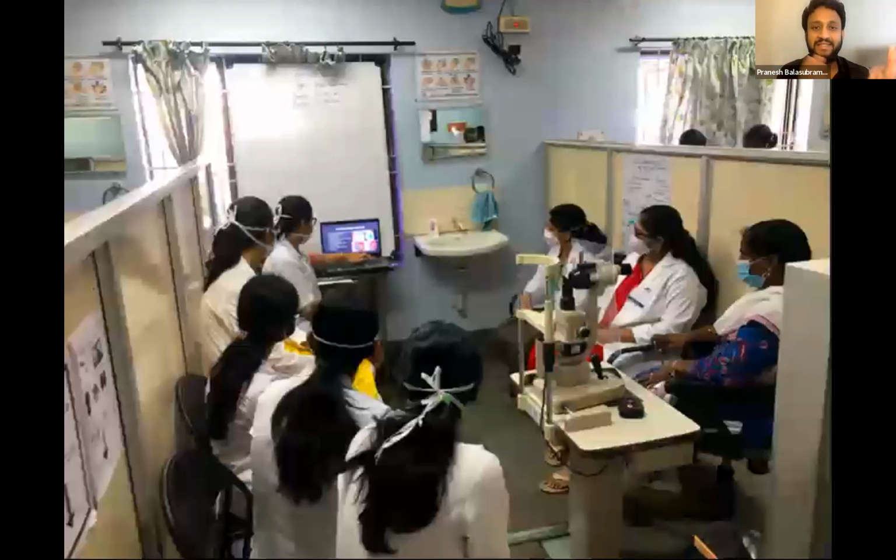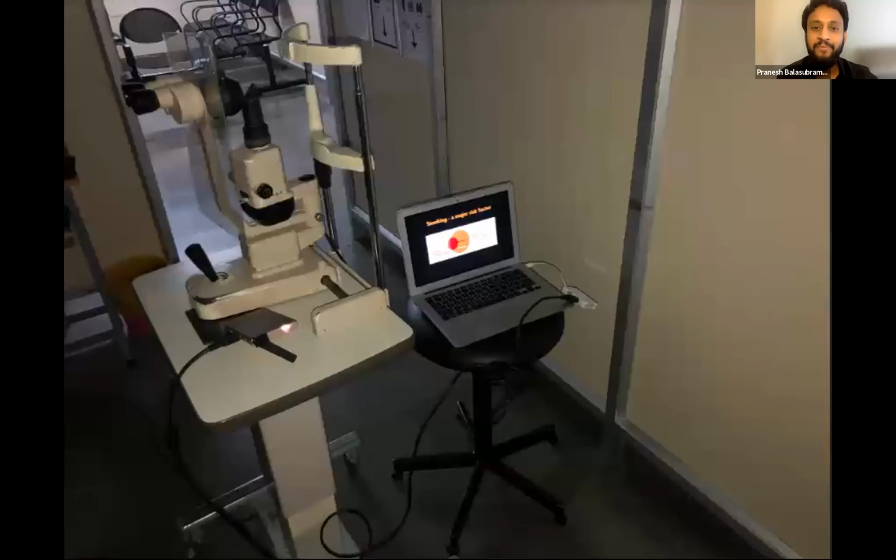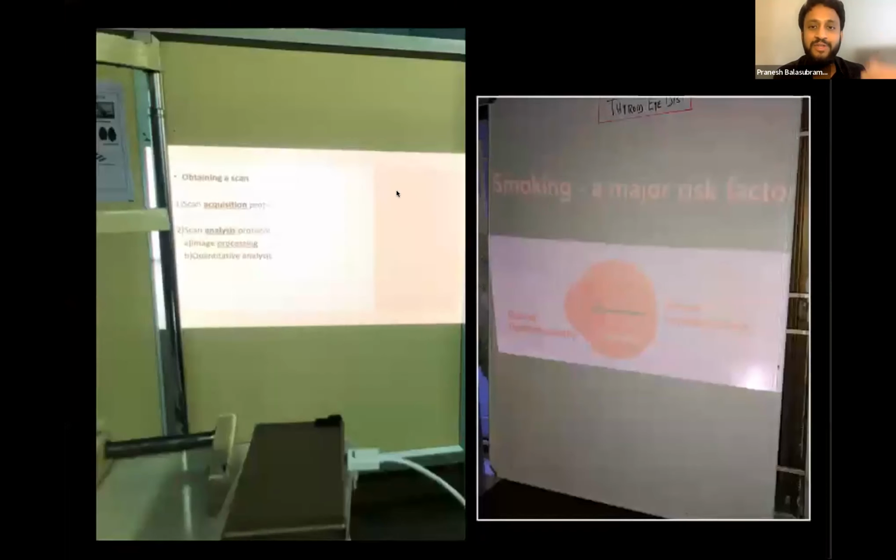Someone said space is a constraint, but in fact, you can optimize the space. This is the space where I teach. My classes happen within that space. I bring in a glaucoma expert to moderate a presentation made by my students, my residents. I get a small mobile projector. I can connect to the laptop, and I can even use the whiteboard as a projector screen as well. So it's all about your imagination, your creativity, how much you want to.